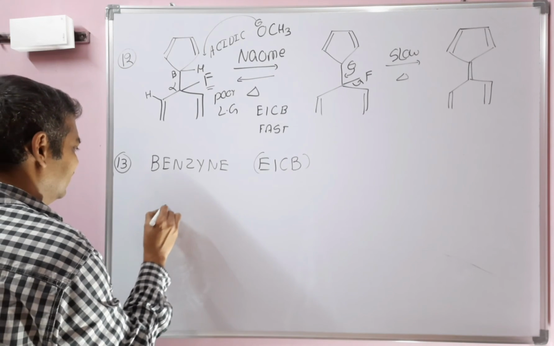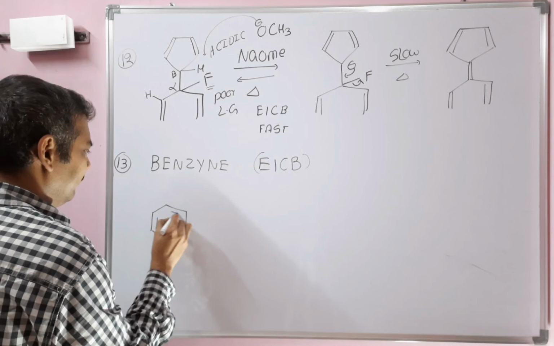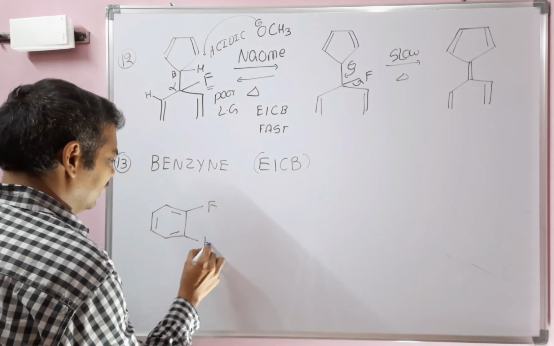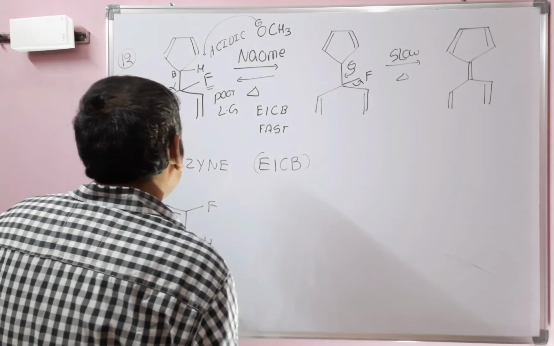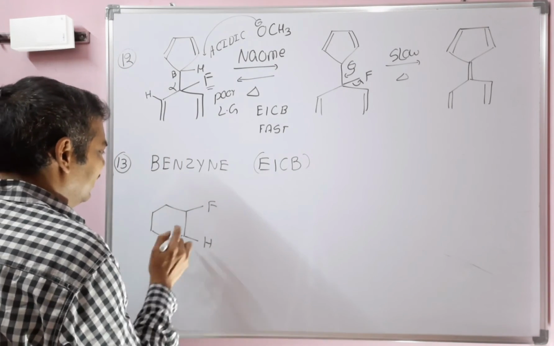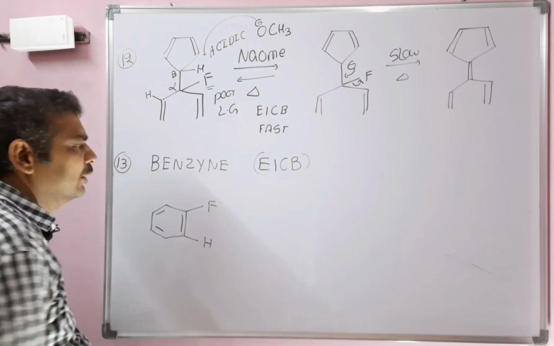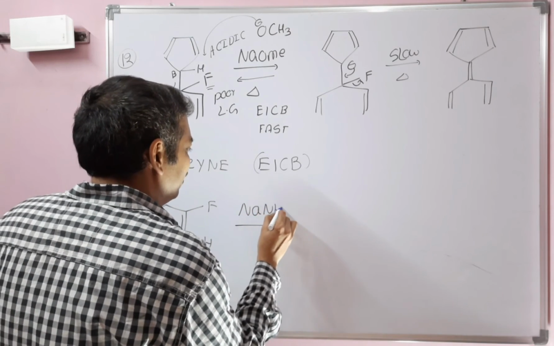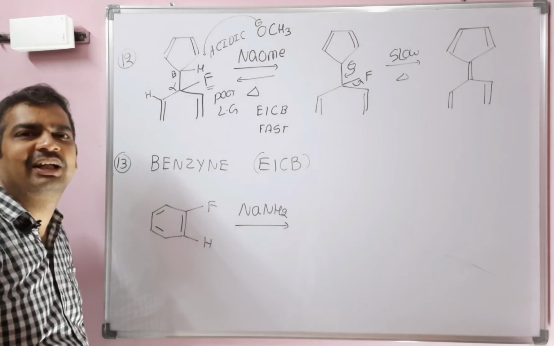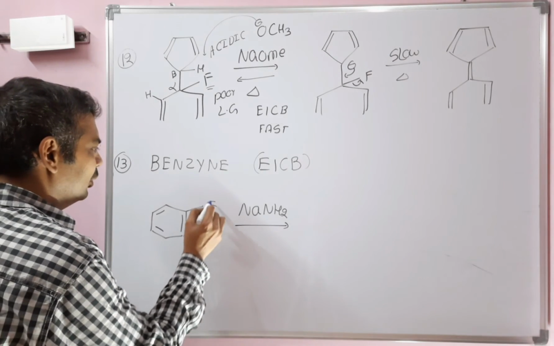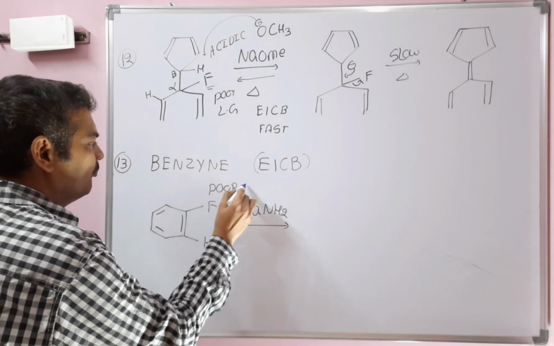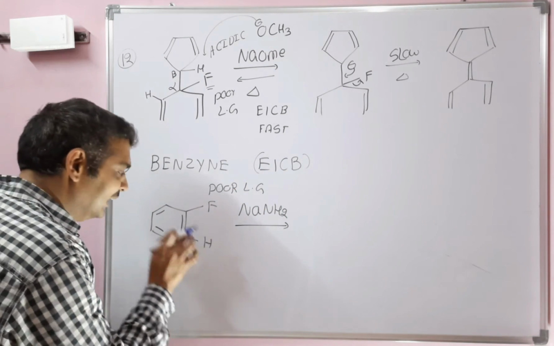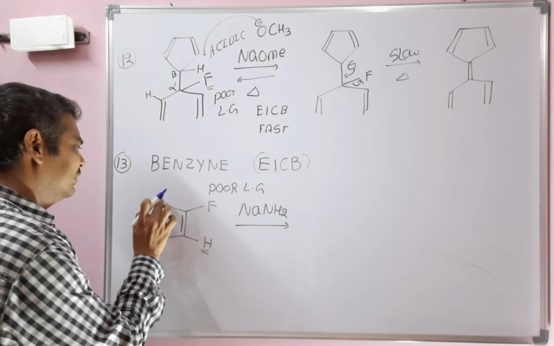How? See the example. This is fluorobenzene. So we will write it like this to understand better. I will take double bonds here and here. Fluorobenzene reacts with sodamide, a strong base, which can abstract a proton even at a C double bond C hydrogen. A poor leaving group is there, and the beta carbon hydrogen is available, and that is acidic. It can abstract here or here.